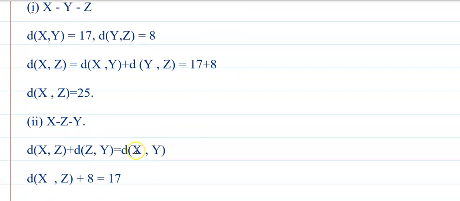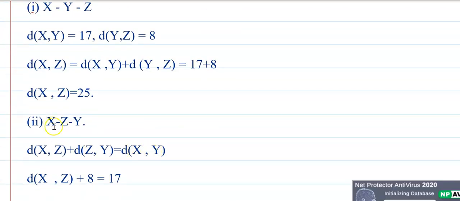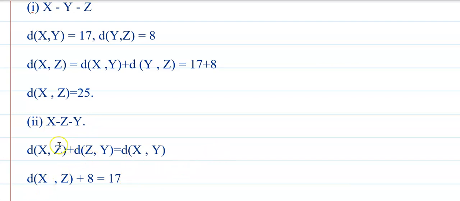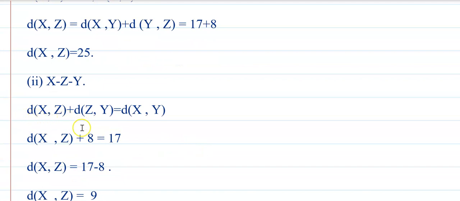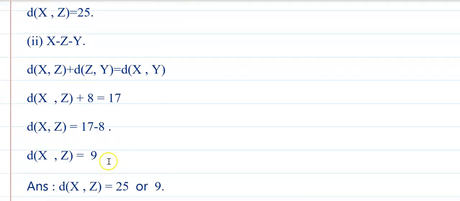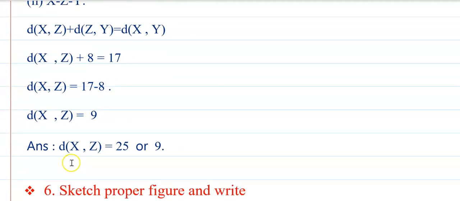Second possibility is that the point Z is in between X and Y. Therefore the distance XZ plus distance ZY is equal to distance XY. That is the distance XZ plus distance ZY, that is 8, and distance XY is equal to 17. Therefore the distance XZ is equal to 17 minus 8, that is equal to 9. Therefore we will get the distance XZ is equal to 25 or 9.